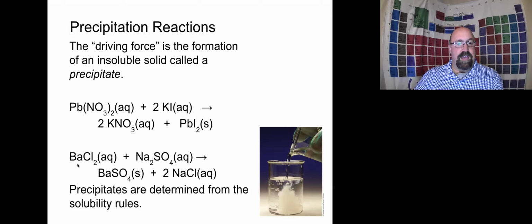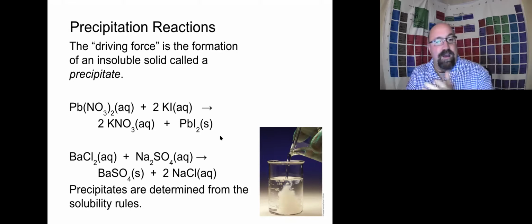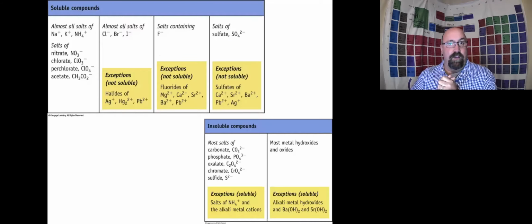Another example, aqueous barium chloride plus aqueous sodium sulfate. We mix the two of those together. We then have solid barium sulfate precipitating out and some aqueous sodium chloride in our solution. And we talked about how we determine precipitates from using our solubility rules. And we have those listed right here.